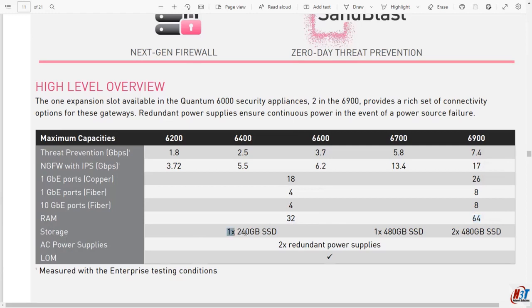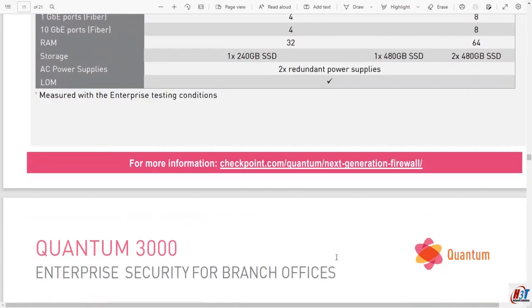Storage is 1 into 240 for these 3, and then 1 into 480 GB SSD for the 6700, then 2 into 480 for the 6900, and all of them get the redundant power supply. Now this is not hot swappable. And then you have the lights out management there as well.